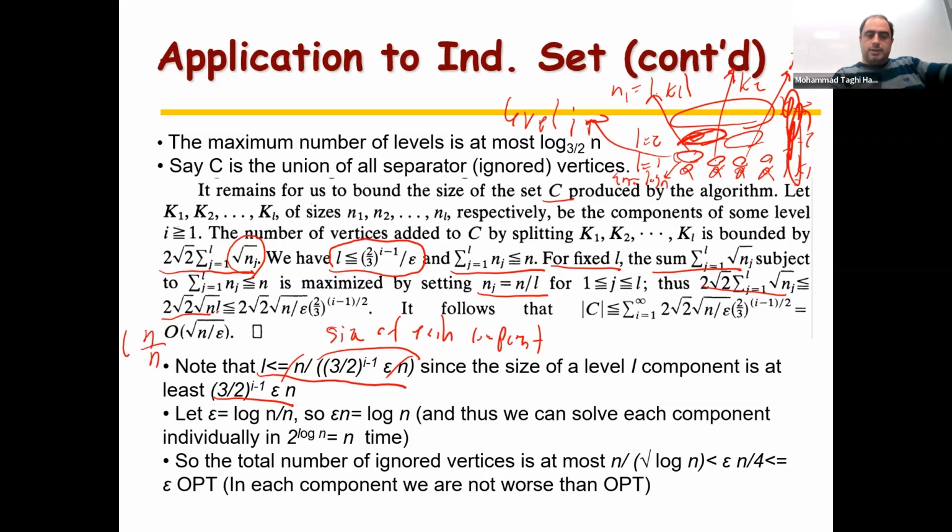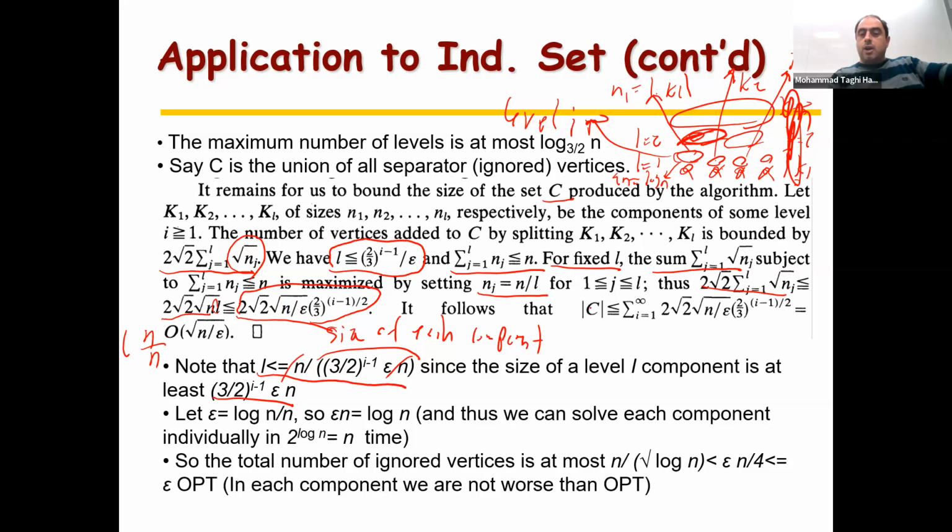And then if you do it, that would be essentially at most the square root of n over L, and then I will put in the value of L, and that would be this essentially. So that's essentially for one level. For one level, I can show this, and this is just related to level i. So that would be essentially n times the square root of n over epsilon times these things.